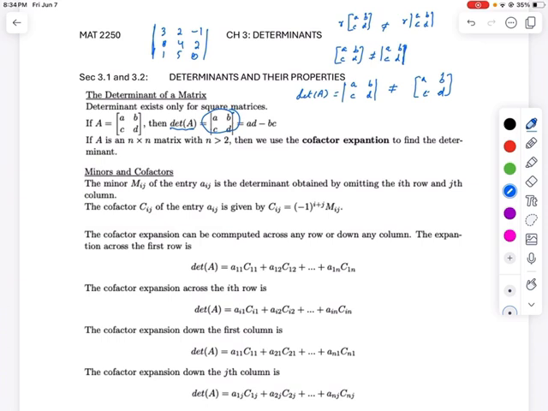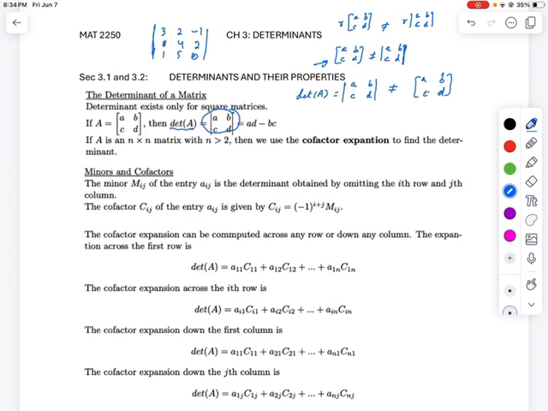Remember, this notation is different from the notation for the matrix, because for a matrix we have the square brackets. Here we have straight lines. So be careful. If you put square brackets and try doing AD minus BC, it will be wrong, because the determinant and the matrix are different things.